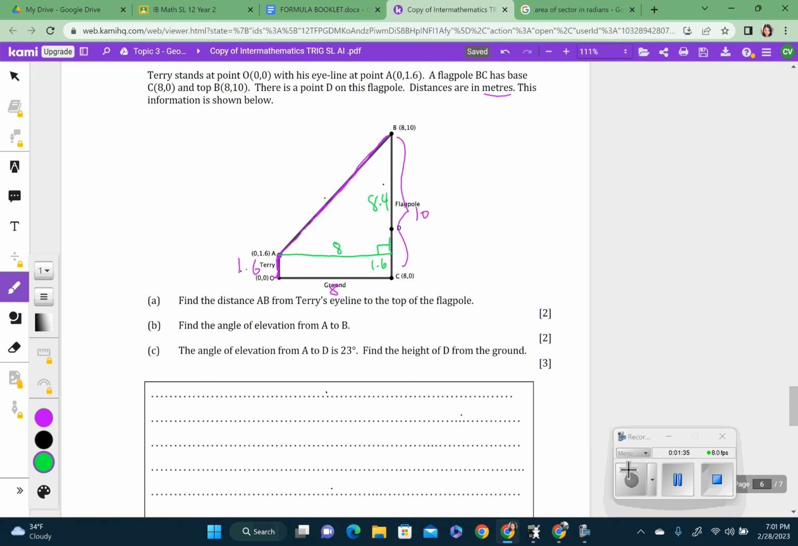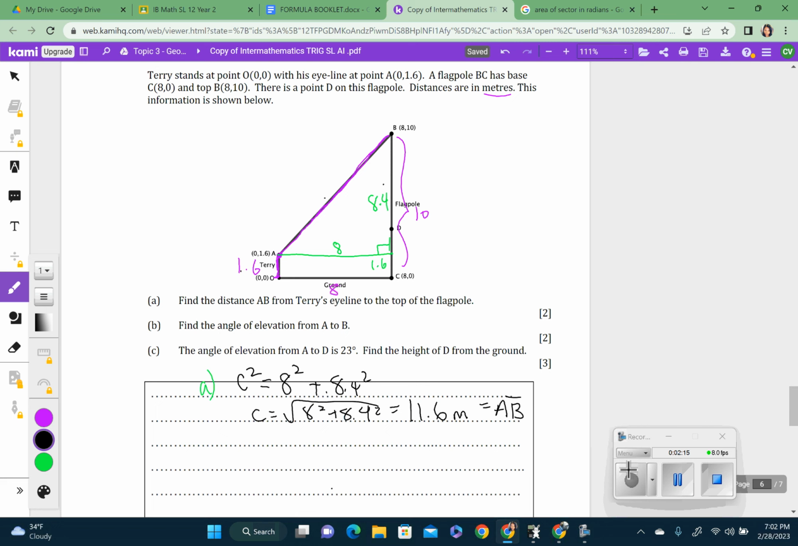So to figure out AB, I can use the Pythagorean theorem here. So A squared plus B squared equals C squared. So I'm going to do C squared, which is the length of AB, is equal to 8 squared plus 8.4 squared. So C is going to equal the square root of 8 squared plus 8.4 squared. If you plug that into the calculator, you're going to get 11.6, okay? 11.6 meters. So that is the length of AB.